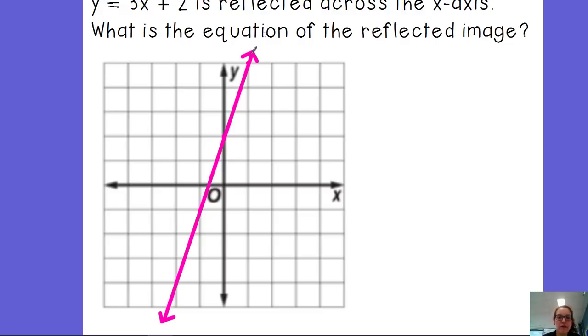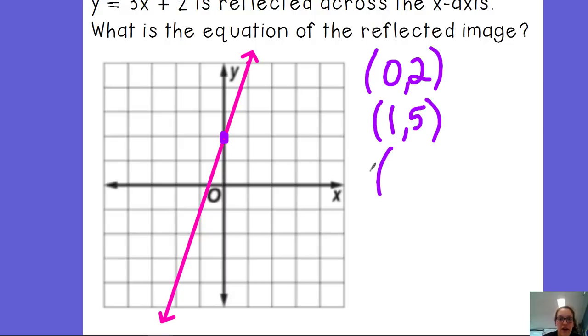So one method, what you could do is you could make a list of all of the points that lie on this line. So I have my y-intercept right here, (0, 2). I have this point up here, which was 1, 2, 3, 4, 5, so (1, 5). And I have (-1, -1).